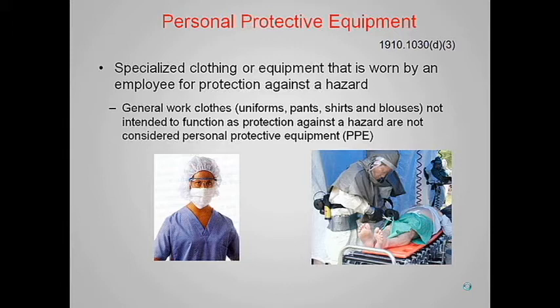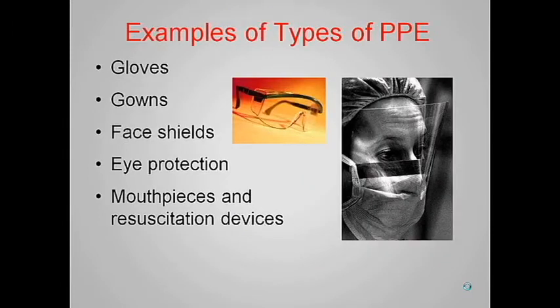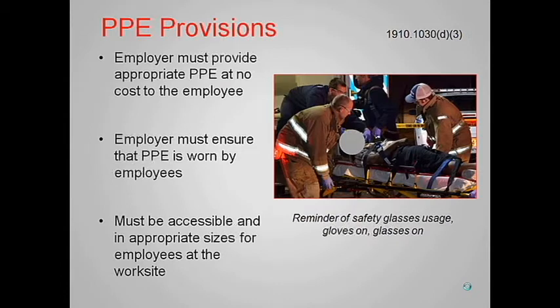and safety glasses. As you see here, types of PPE: gloves, gowns, face shields, eye protection, mouthpieces, and resuscitation devices. With these levels of PPE, OSHA requires the employer to provide the appropriate PPE at no cost to the employee. We also must ensure that PPE is worn by the employees. So it's not the Clayton Fire Department or the fire chief or me being hard to get along with about this, but OSHA specifically says that the employer must ensure the PPE is worn by employees. That's why we have our general statement: gloves on, glasses on, with our safety glasses. So that's another thing we emphasize.